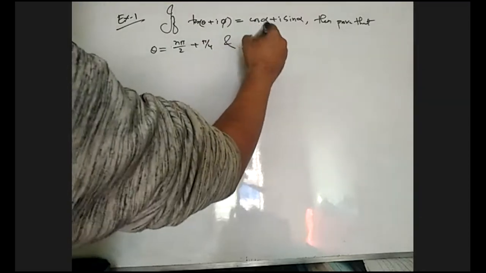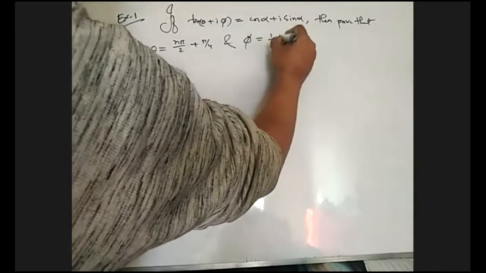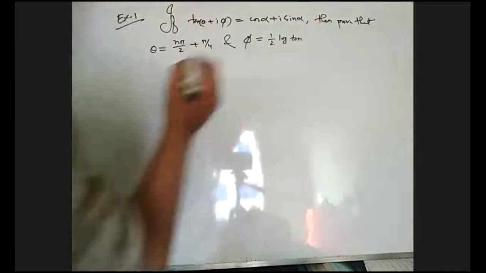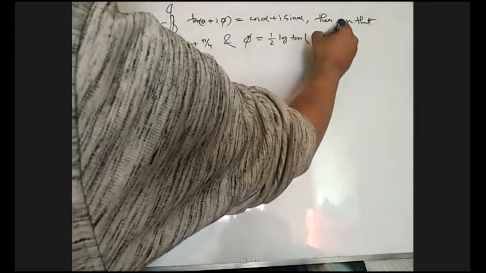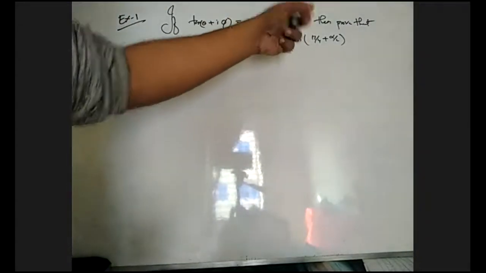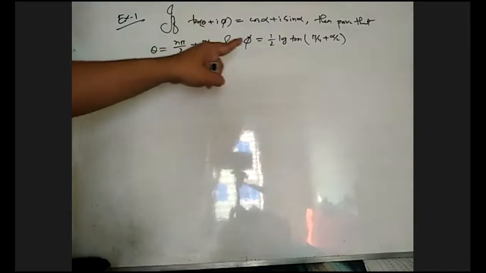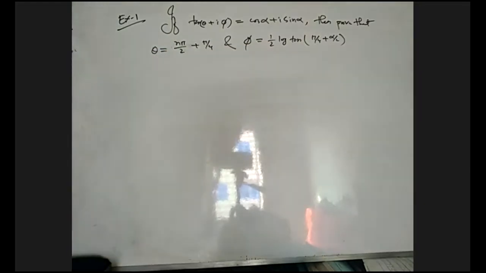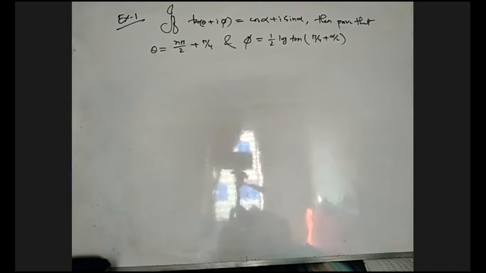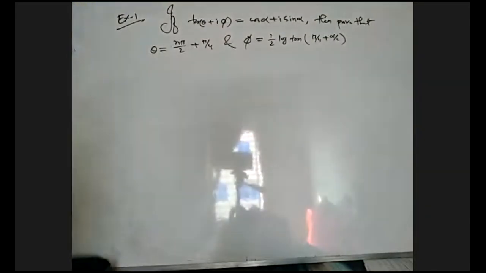and psi equals half log e of tan of pi by 4 plus alpha by 2. That means this is the given condition for us, and you have to prove from this condition theta equals n pi by 2 plus pi by 4 and psi equals, this is psi, okay, this pronunciation will be psi, half log tan of pi by 4 plus alpha by 2.